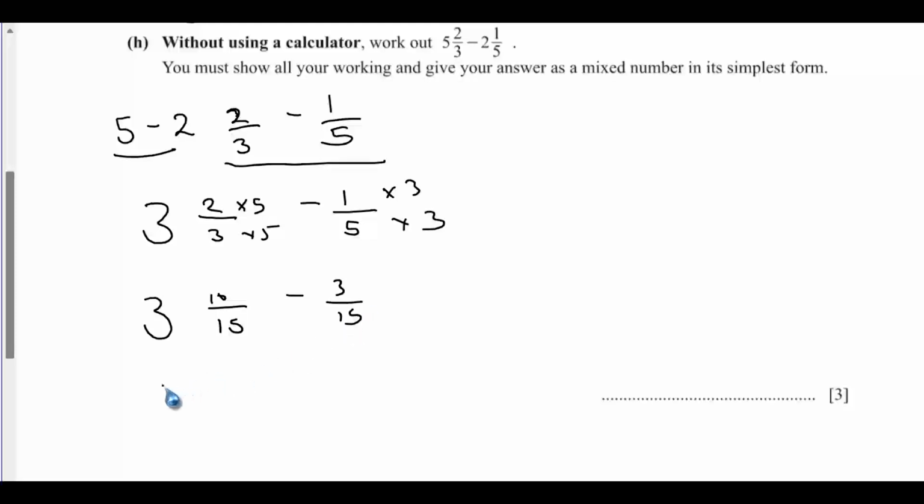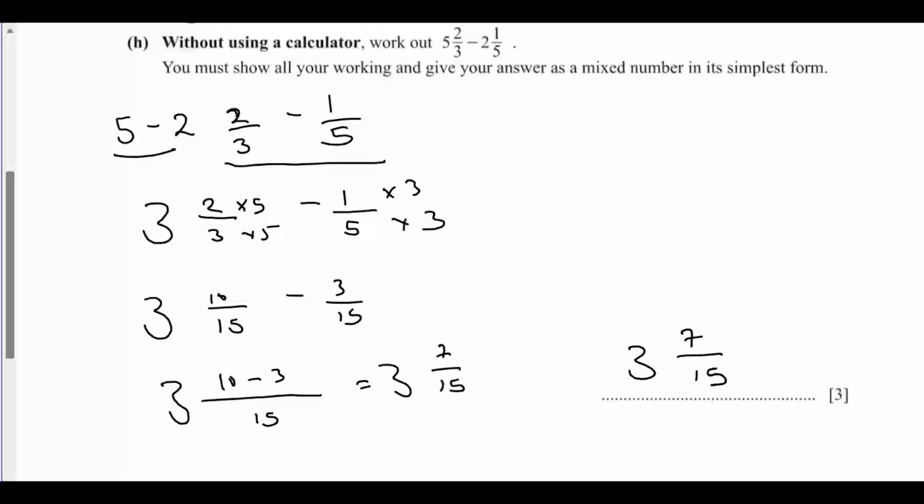So since they have common denominators, then I can easily subtract the numerators from one another. So I can have 10 subtract 3, then out of 15. So this is going to give me 3 whole. 10 subtract 3, that would be 7 out of 15. So I have 3 whole, 7 out of 15.